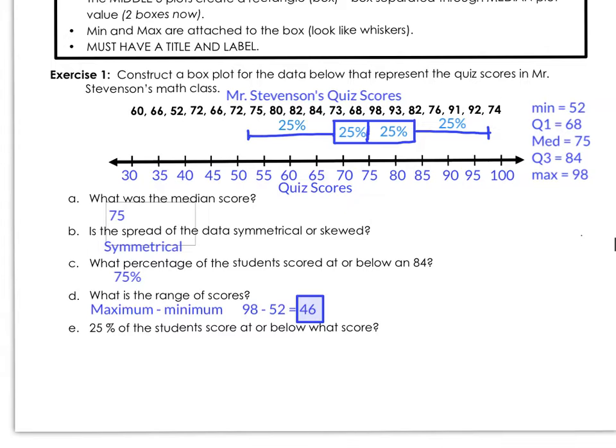The next question says 25% of the students scored at or below what score? So this goes back to the 25% that we put on our graph here. We want them at or below what score? So that means that I can't choose up here, like this 25%, because those would be above. We need below what score? So below would mean this number here or lower. So it's going to be the 68, our Q1 value. And it's important to know if they're talking about below or above. That'll change the value you're looking at.